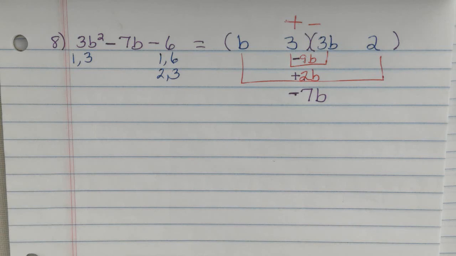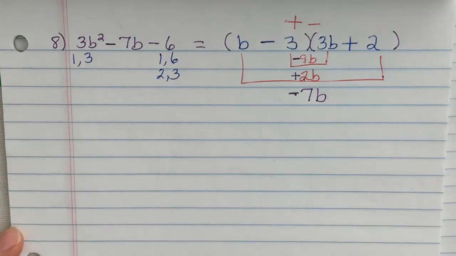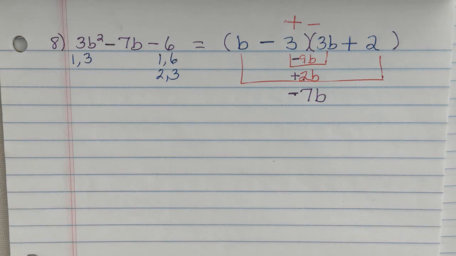Right? b minus 3 and 3b plus 2. b minus 3, 3b plus 2. Okay.